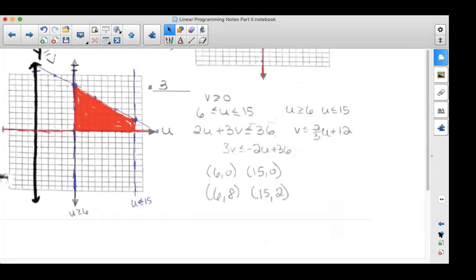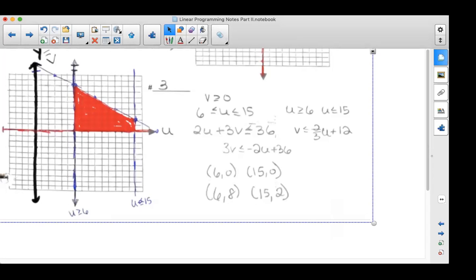So graph 3 used U and V. Again, I labeled my axes, the U and the V. I also moved over my V axis or my Y axis so that I could fit the points on the graph here. So V is equal to 0. I made that in red going horizontally. So my Y value is 0.